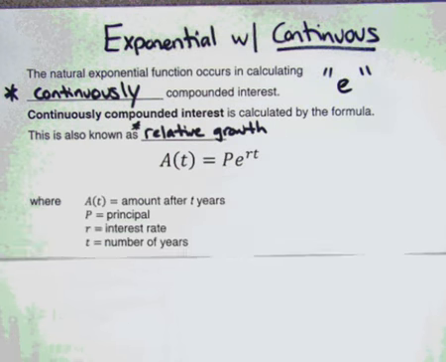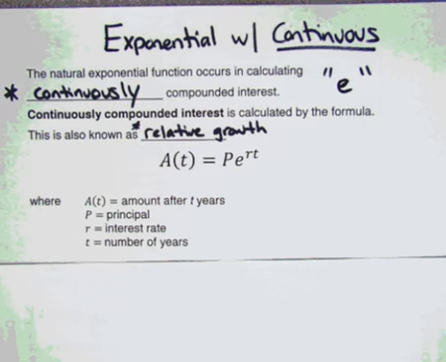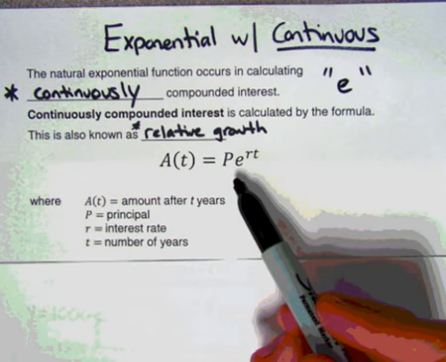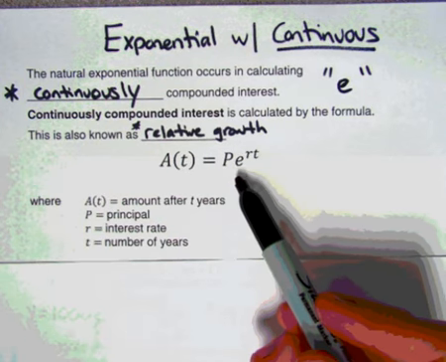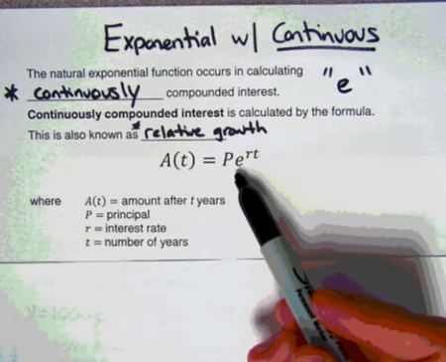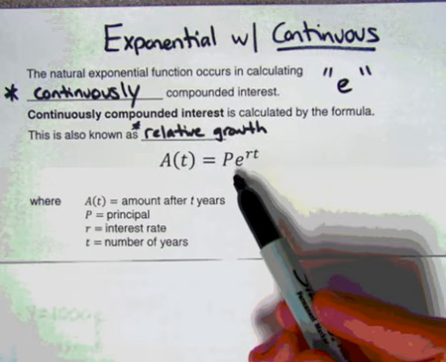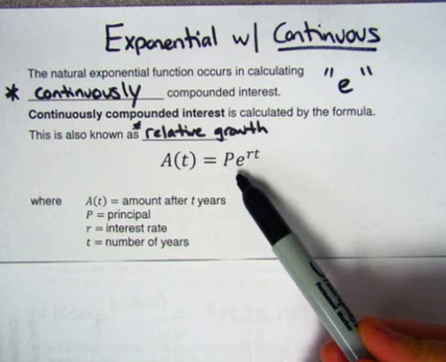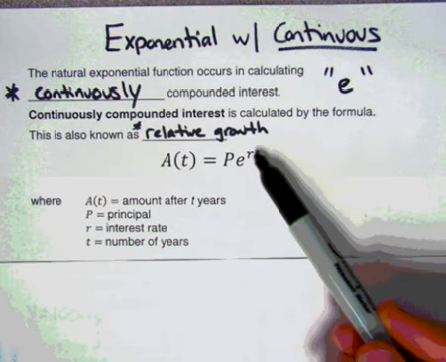P is still our principal, or what most of you like to call the initial value. e, as we talked about in class, is just 2.71828. It's just like pi. It's an irrational number that we finally decided to use a letter for. So we're going to be plugging in for the P. We're going to use e in the calculator, and then we're going to be plugging in for r and t.